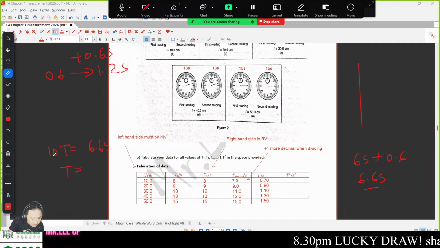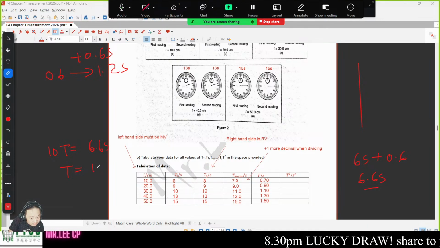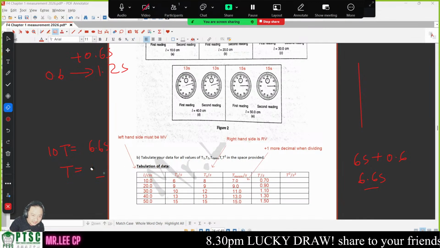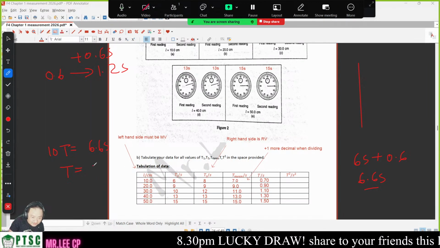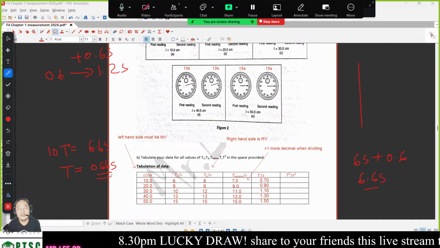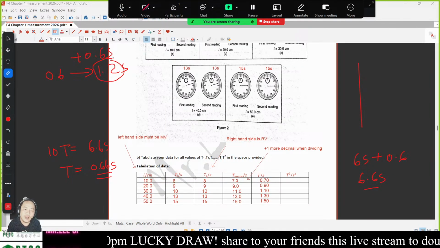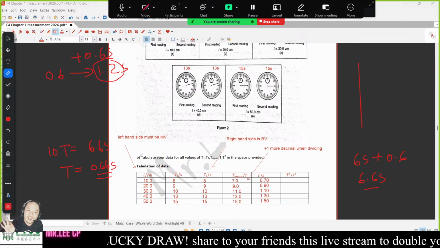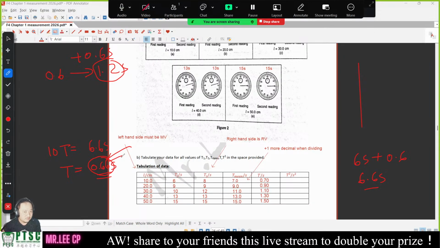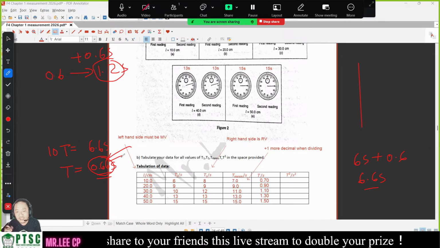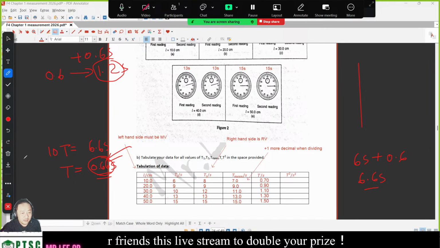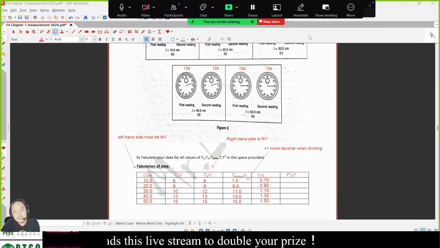Now for 1 oscillation, I divide by 10. 6.6 seconds divided by 10 is 0.66. I told you 1 oscillation is 0.6 seconds. But if you do 1 time, you get 1.2. But if I do 10 times and divide by 10 again, I will get this. So which one is more accurate? This one is more accurate. That's why I need to do 10 times. Not necessarily 10, it can be 15, it can be 20. Normally it is 10 to 20 times. Depending on the question, they will tell you. It can be 5 times also.